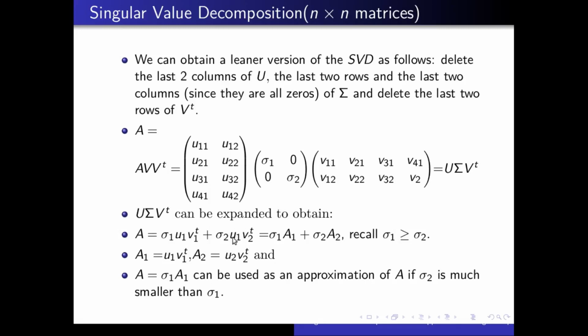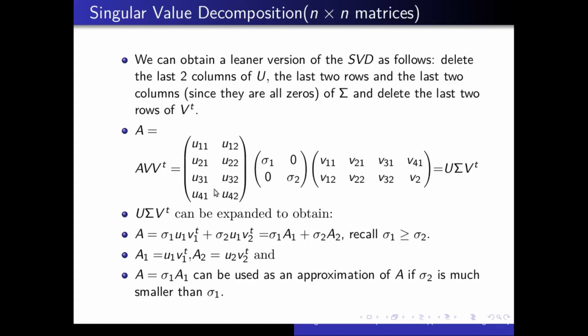The same with the next one. This should be U2 multiplied by V2 transpose. This is a mistake. That should be U2 multiplied by V2 transpose. V2, the vector in the second row here, and U2, the vector in the second column here. And each will be multiplied by sigma 1 and sigma 2. So remember, we had ordered this so that sigma 1 is greater than or equal to sigma 2. And if it happens that sigma 1 is much bigger than sigma 2, we can omit this second part of the sum and just write A as sigma 1 multiplied by A1, and this will give us an approximation of A.